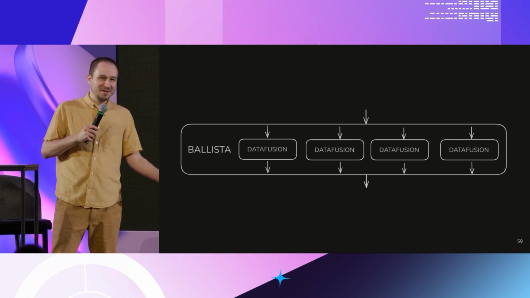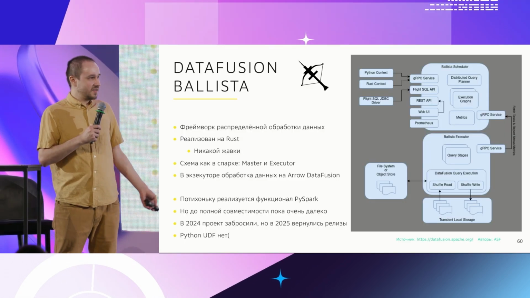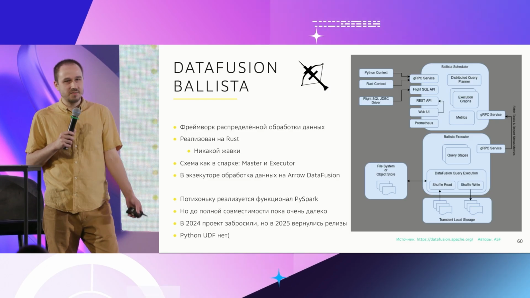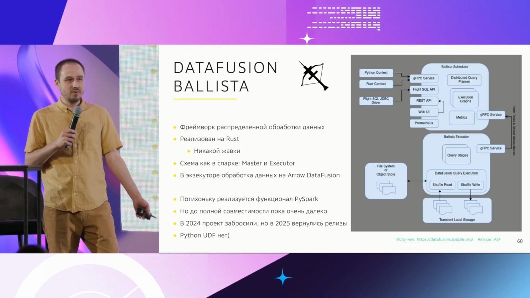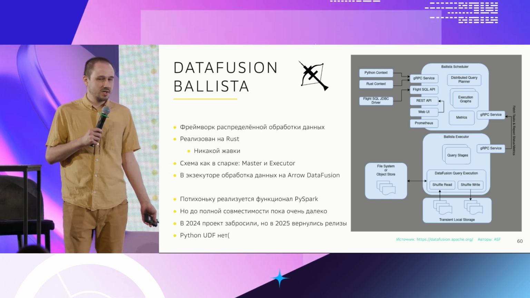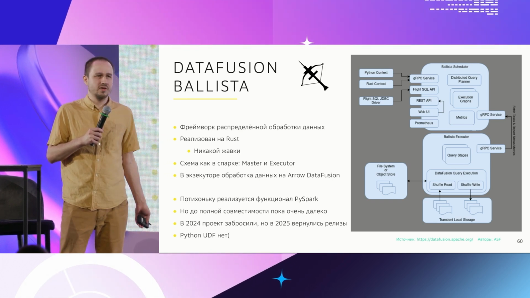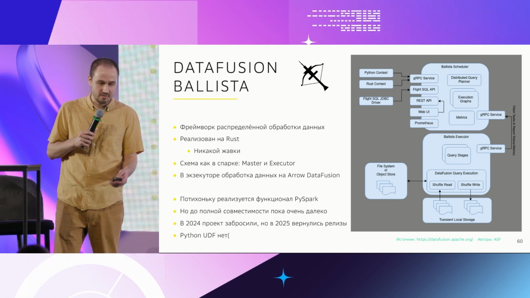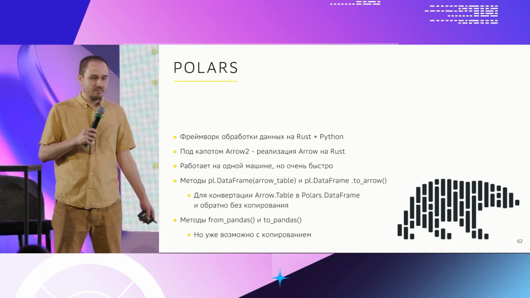There is Ballista engine, and we have Arrow, and we launch it with Ballista. Ballista is the framework of distributed data processing, and it is above Data Fusion, and it's implemented on Rust, no Java, no overhead, and the scheme is similar to Spark. There is a driver and an executor, and the handling happens in Data Fusion, and the communication between them happens with data flight, and the features there are obviously missing, and there is no UDF, which is much needed.